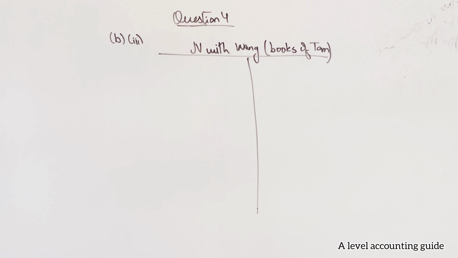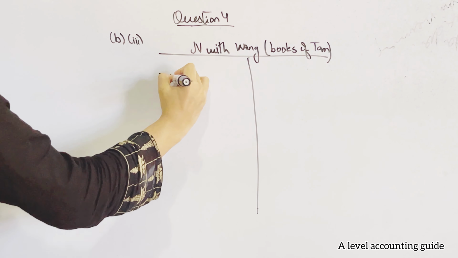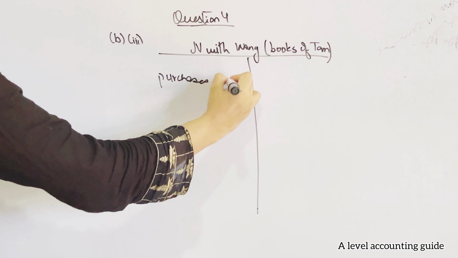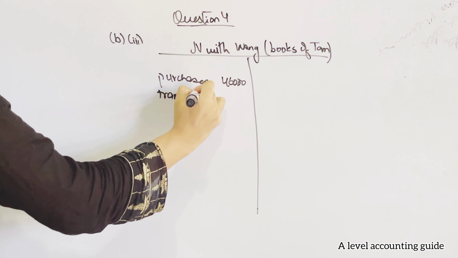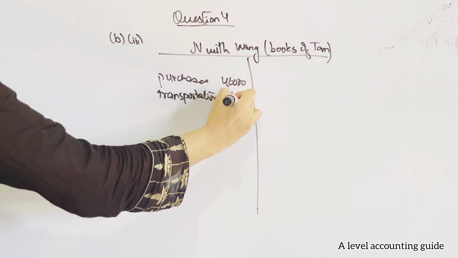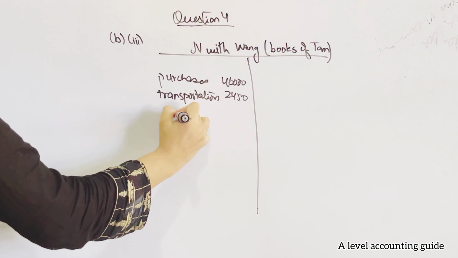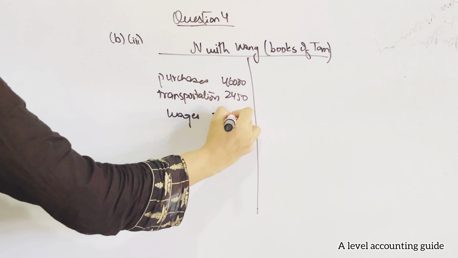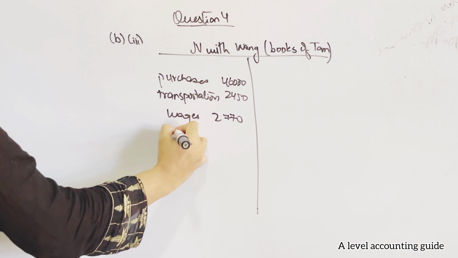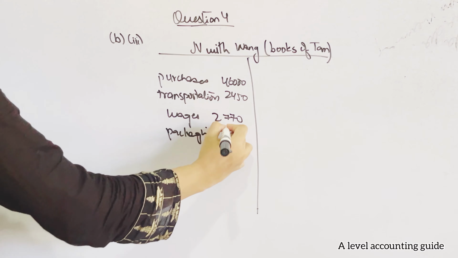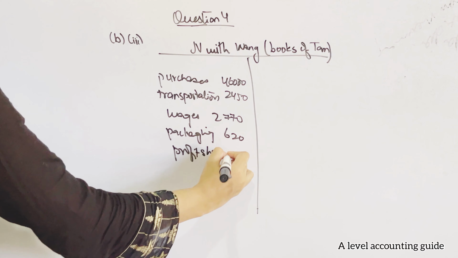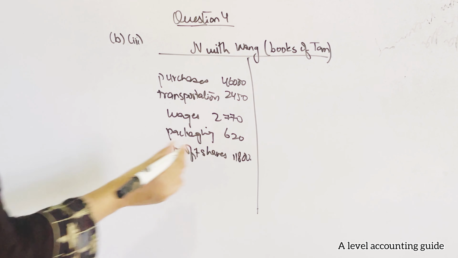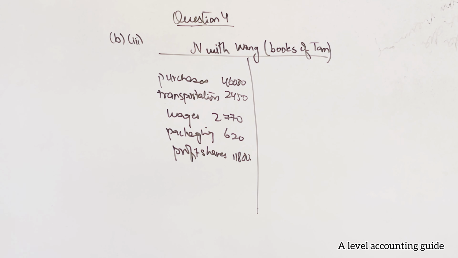Now we will be drawing the joint venture with Van in the books of TAN. Again the same things. You are supposed to record the purchases as 46,000. We're going to record transportation expense as 2,450. The wages of assistants as 2,770, and you have the packing expense as 620. And also the profit share as we recorded in Van's account also, that is 11,800.